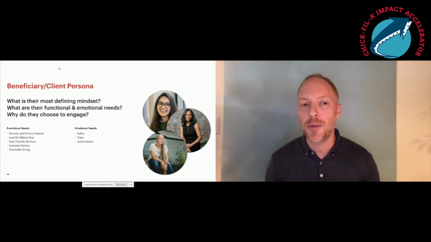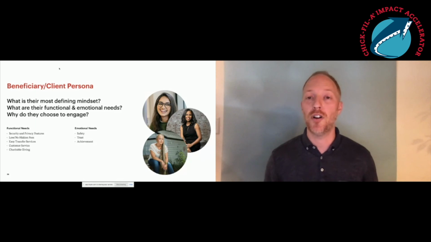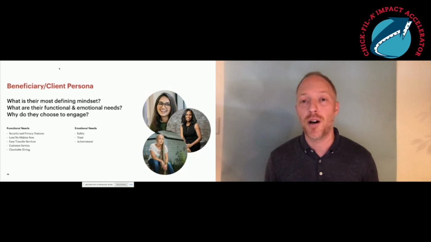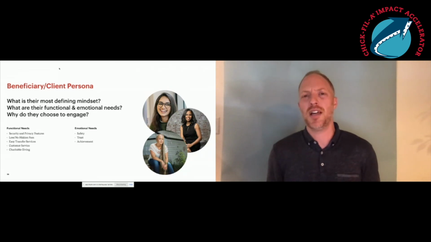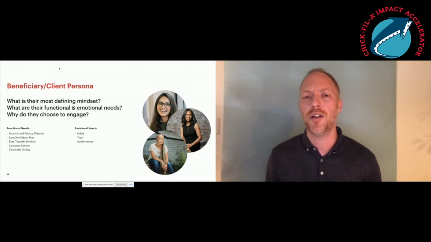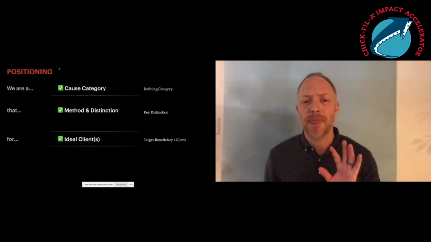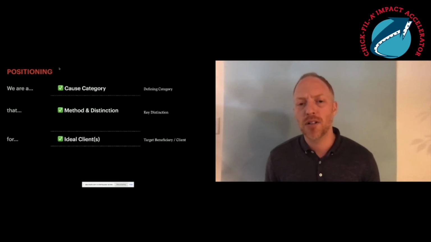And you can get there by asking yourself that question. You can think about functional and emotional needs. You can also think about, why do they choose us? Why do those that we help choose to let us help or choose to engage with us? Okay, so that's a little bit more about ideal client. I'll share some examples with that here in just a minute.